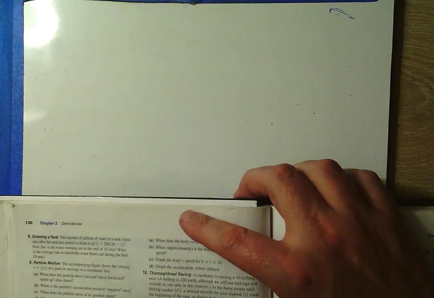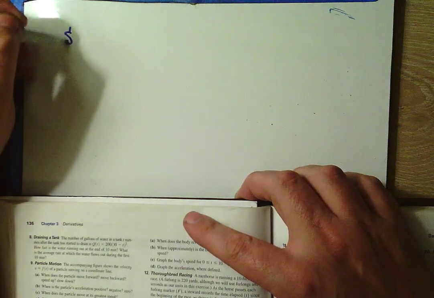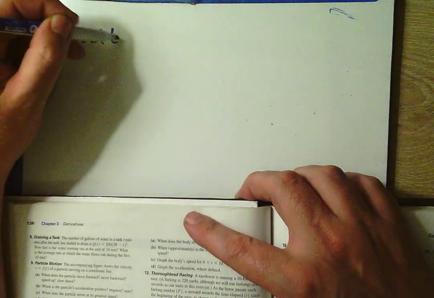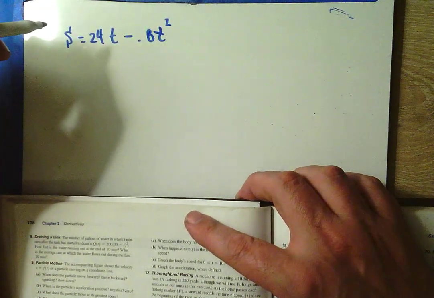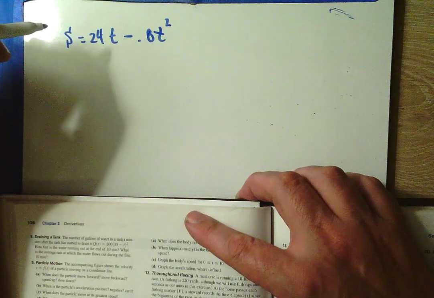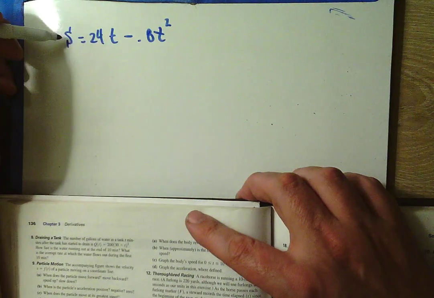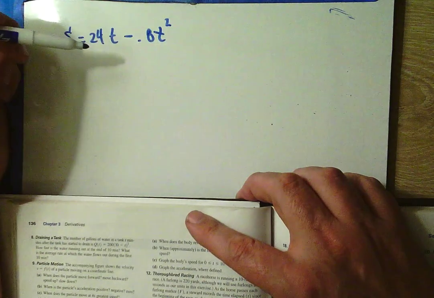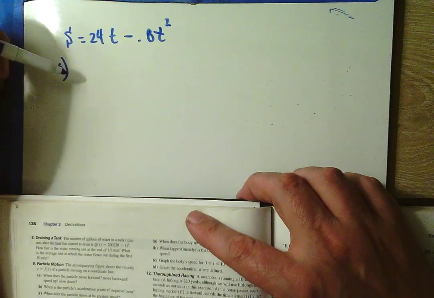13 says we've got a lunar projectile. S equals 24t minus 0.8t squared. And this is a rock thrown vertically from the surface of the moon. It reaches a height given by S, so this is height in meters, time t in seconds. Part A, find the rock's velocity and acceleration as functions of time.